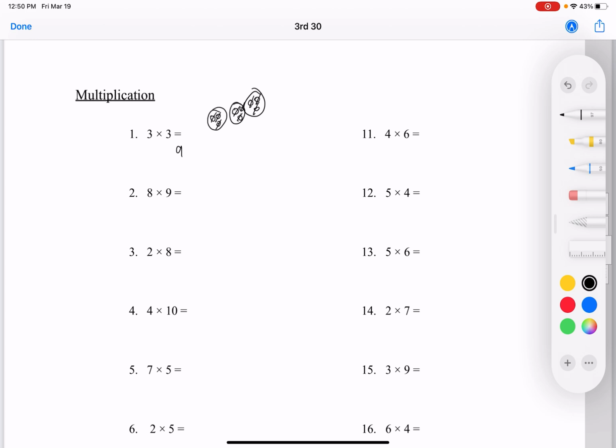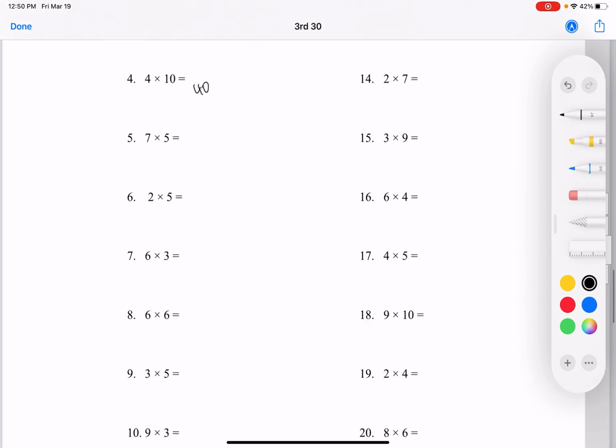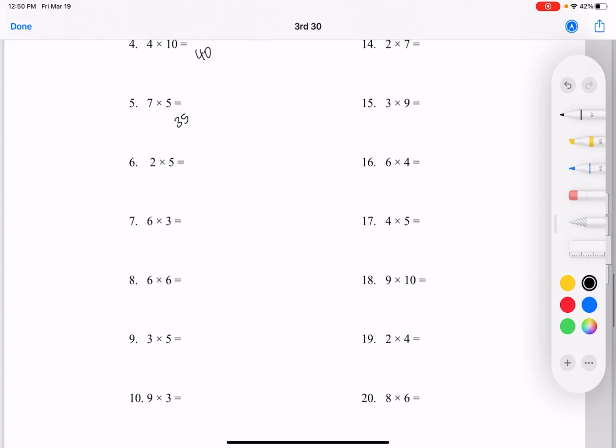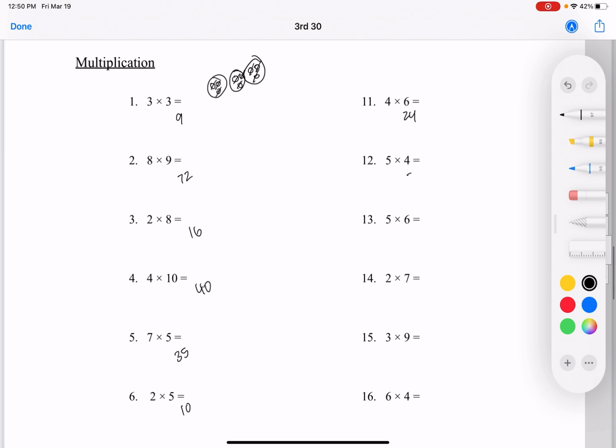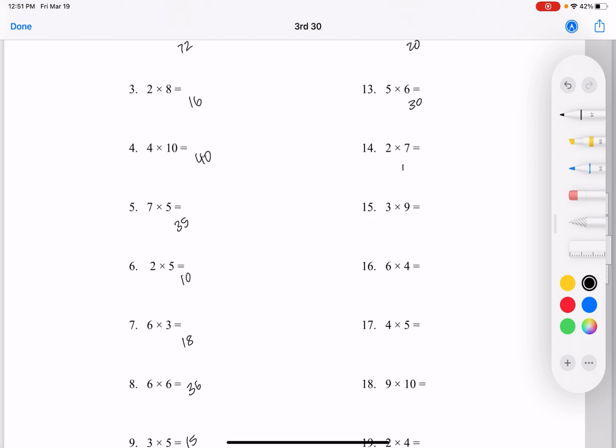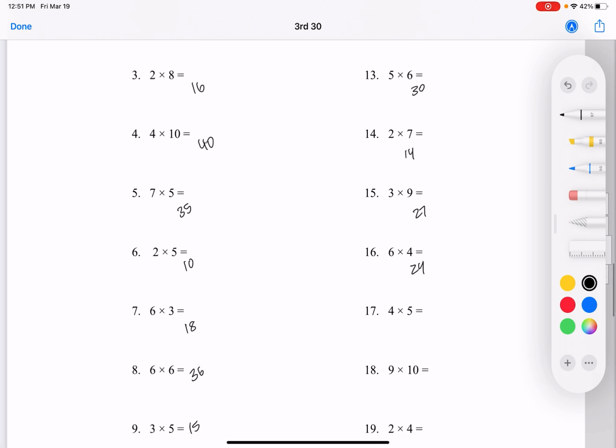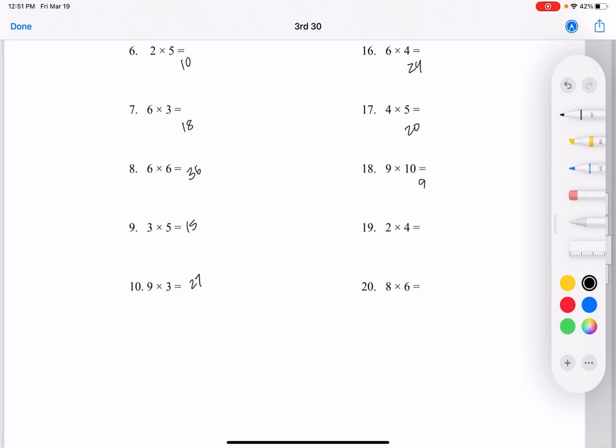8 times 9 is 72. 8 times 2 is 16. 4 times 10 is 40. 7 times 5 is 35. 2 times 5 is 10. 6 times 3 is 18. 36, 15, 27, 24, 20, 30, 14. 9 times 3 is 27. 6 times 4 is 24. 4 times 5 is 20, 90, 8, and 48. Okay.